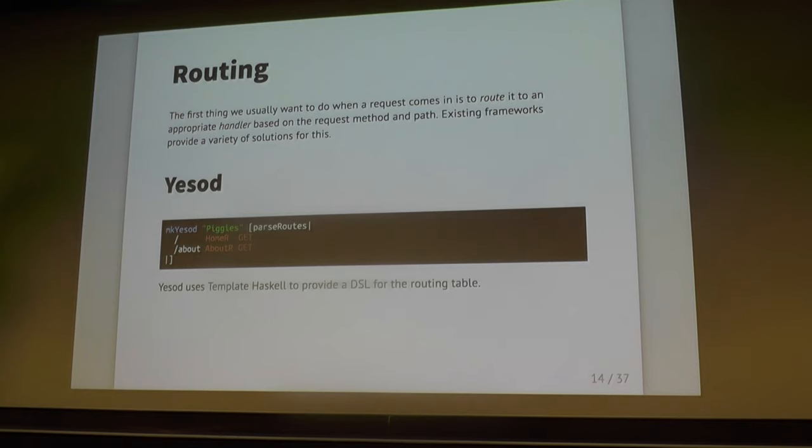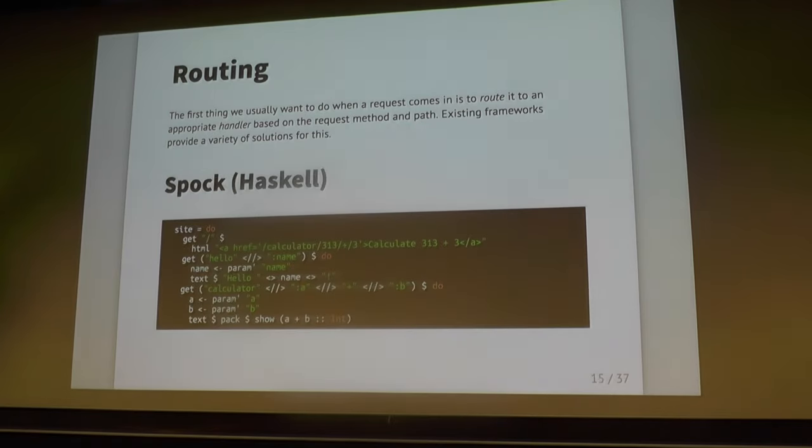Existing frameworks have different takes on this. It's often one of the things that distinguish frameworks. So Yesod has some fancy Template Haskell, and they created this DSL, so you can write your router in this way, where this matches on slash and this on about, and uses the home handler or about handler. Spock is another Haskell framework. These are not equivalent, I apologize for not doing that. These are taken from the home pages of the frameworks.